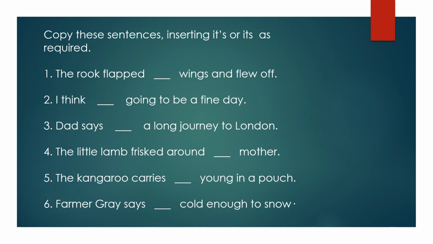Copy the sentences, inserting it's or its as required. 1. The rope flapped its wings and flew off. ITS. The wings belong to the rope. It shows possession, belonging. So it is ITS.